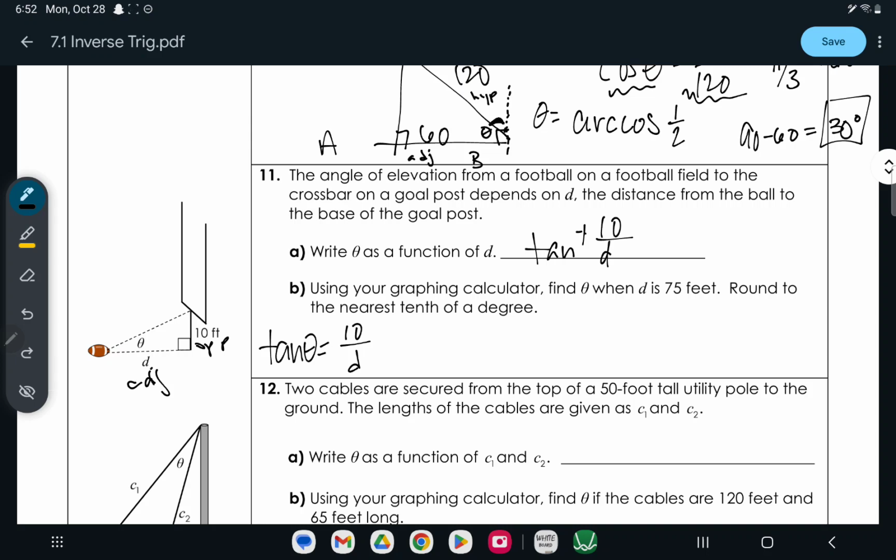Using a calculator, find theta when d is 75. So, tangent -1, 10 over 75. Oops.